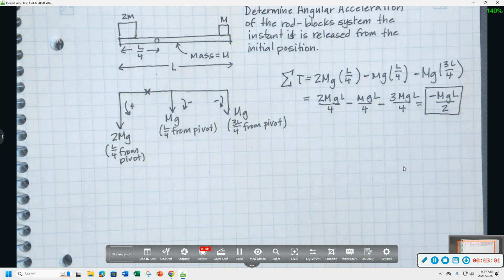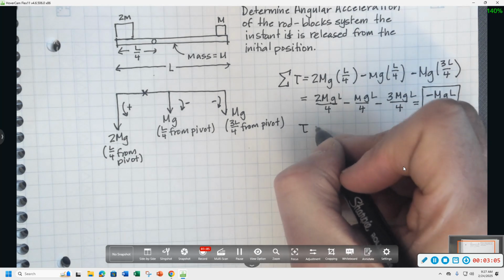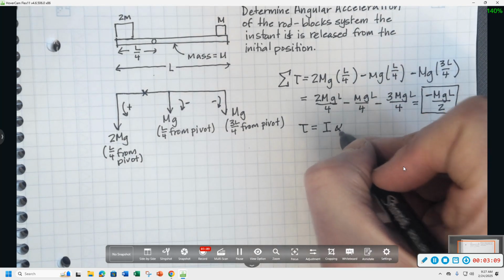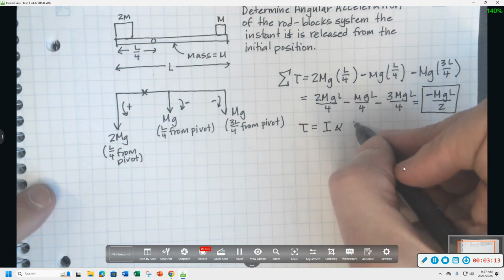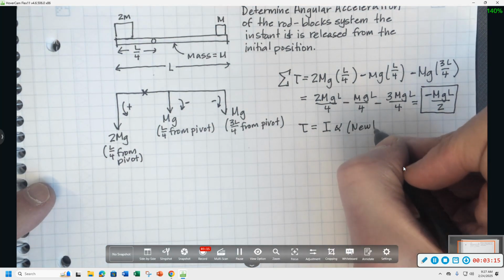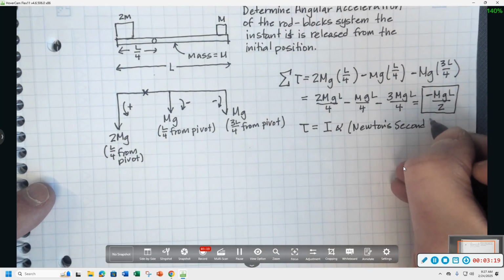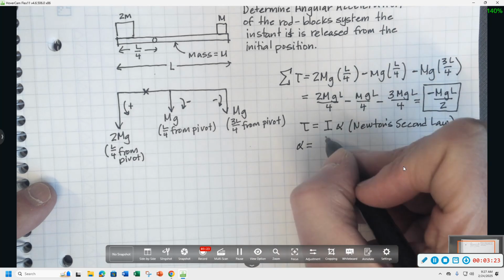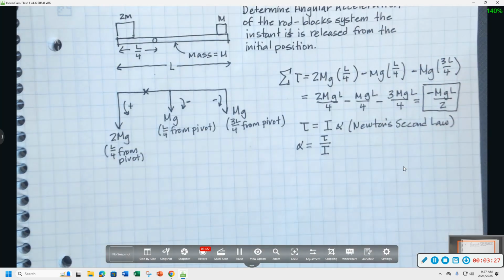All right, so now I want angular acceleration. Okay, and I know that the torque is equal to the inertia times angular acceleration. It's Newton's second law, rotational force. Okay, so if I want the angular acceleration, it's going to be the torque divided by the rotational inertia.